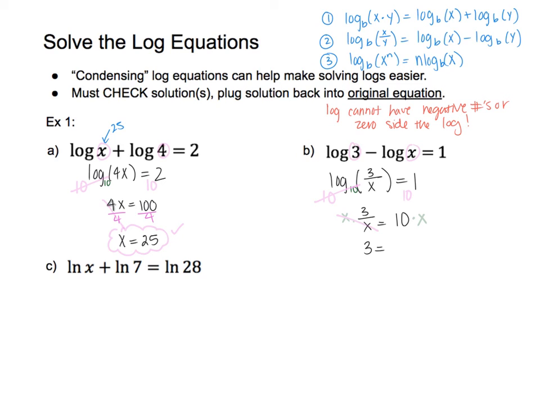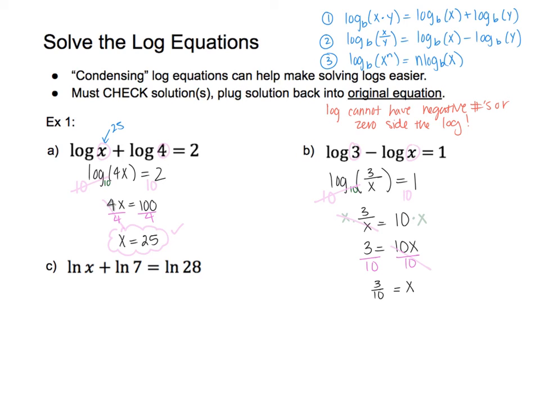3 comes down, and now this is a 10x. So now I'm going to try to divide by 10 to get x by itself. Just our normal type of math here. And so now x is equal to 3 over 10. Or if you were to divide in your calculator, 3 divided by 10 is 0.3, I think.